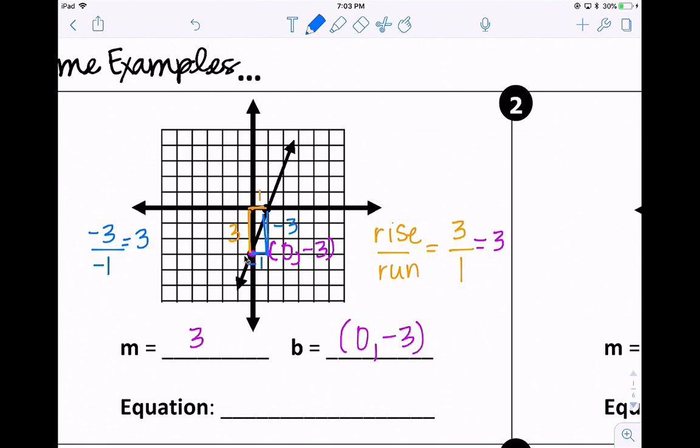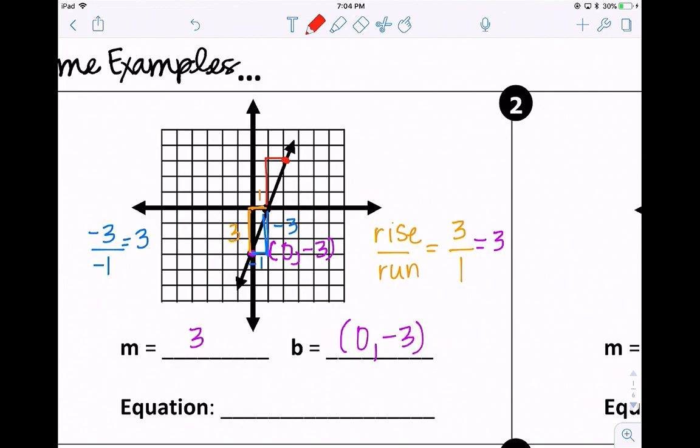The last thing I always ask students to check is if my slope is 3, then from this point I should be able to do this process all over again. I should be able to go up 3, right 1. So I'm going to go up 1, 2, 3, right 1, and I should still be on the line. So up 3, right 1, that point right there is still on the line.